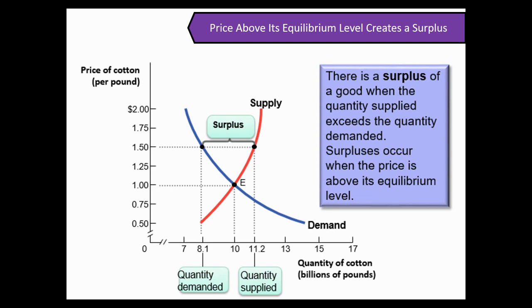But what happens when we have a surplus? If the price is too high, we get a surplus. We're not efficient. We have a surplus. The quantity supplied is greater than the quantity demanded. The invisible hand will push it back down to equilibrium. Okay?